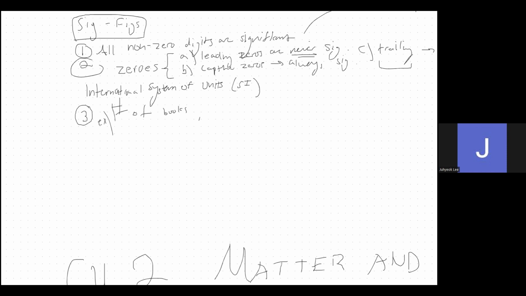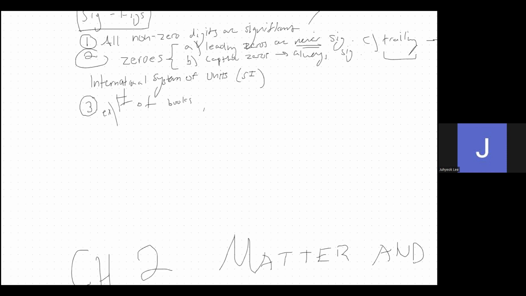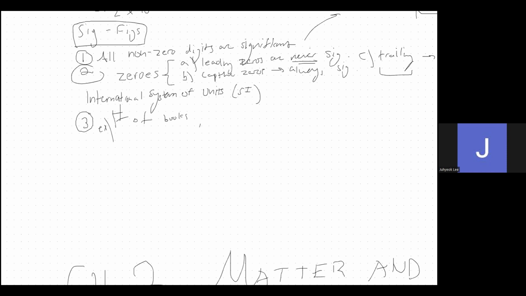All right. So the next thing, let's go over some multiplication and division of sig figs. So for the multiplication and division rules, always keep in mind that it's the least significant figures. So what does that mean? Let's take an example to find out what that means.